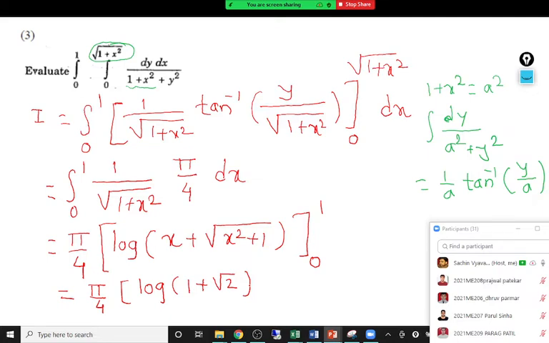And for lower limit, you replace x by 0, you get log 1, and that log 1 is 0. So no need to write it. So that is the end of the question here. We got the answer, pi by 4 log of 1 plus square root 2.